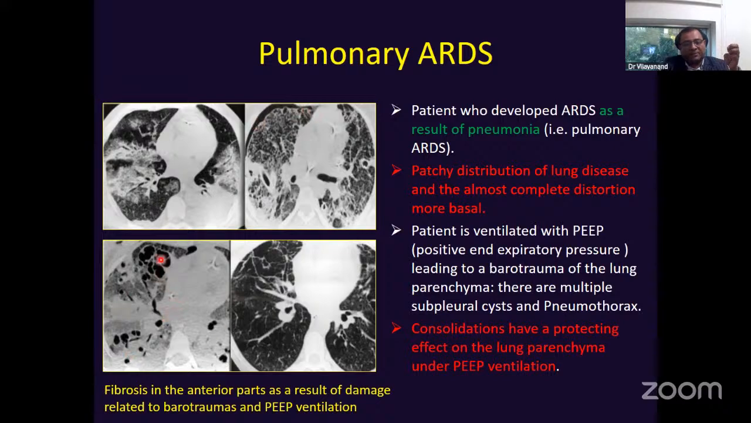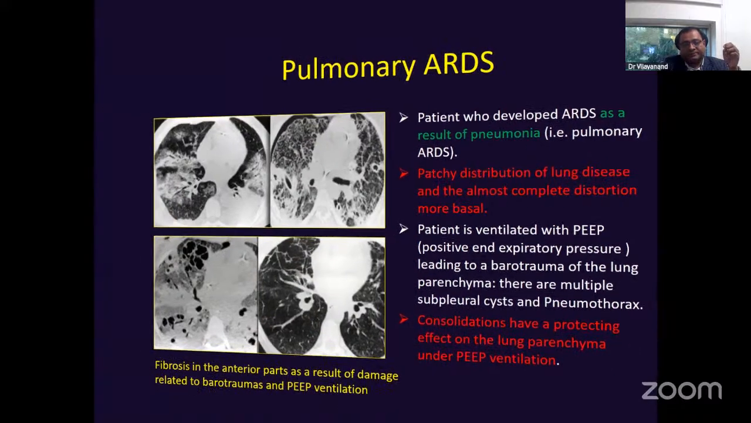This is again a bizarre-shaped irregular cyst seen in the parenchyma along with consolidation or ground glass opacities. A few irregular linear septate areas or irregular fibrosis can also be seen in pulmonary ARDS post PEEP or ventilation. Basically, it is said that consolidations have a protecting effect on the lung parenchyma. As you can see, the posterior lungs are not showing much fibrosis, whereas the anterior parts are showing fibrosis because the consolidations were seen predominantly posteriorly. So this is one of the important things.